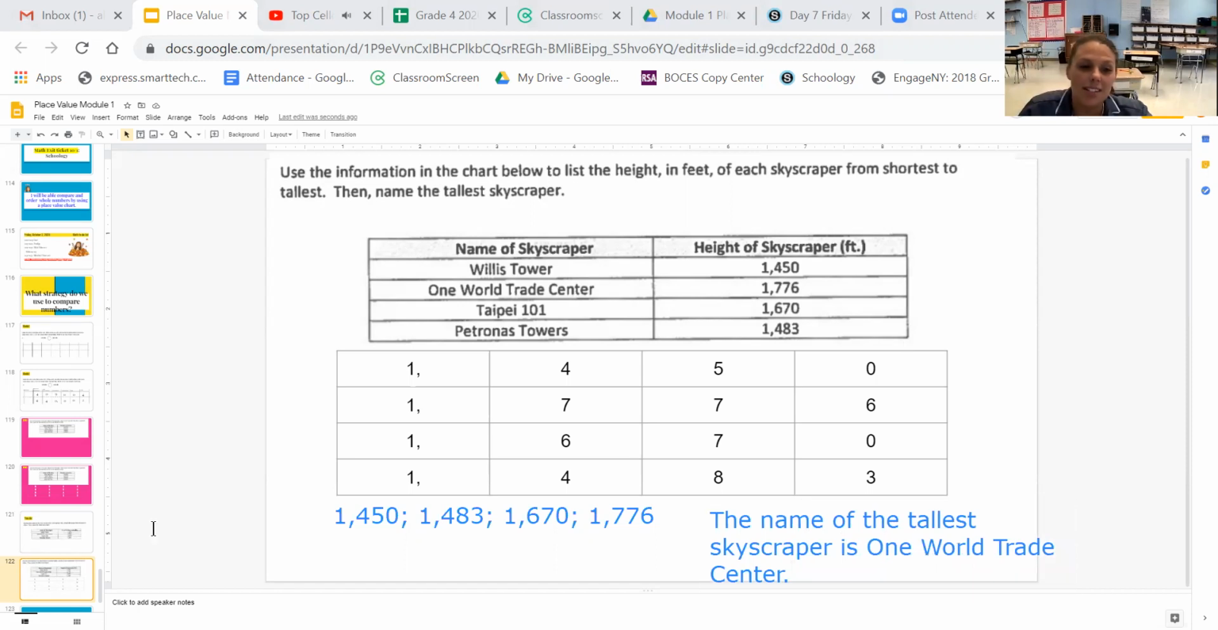All right, boys and girls, today we went through and we practiced ordering and comparing whole numbers. And our strategy we used was the place value chart.